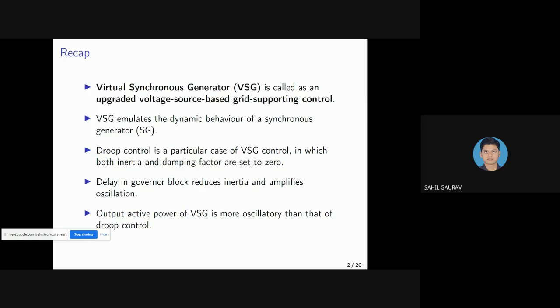So this is one of the important conclusions that we have seen. In contrast, if we apply the delay in the P-omega droop block of droop control, then it increases the inertia in the droop control, while in VSG it decreases the inertia and amplifies the oscillation. Similarly, if we apply the same delay in the P-omega droop controller of the droop control scheme, then it increases inertia and reduces the oscillation.